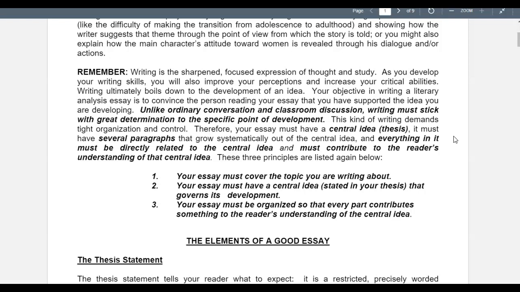You're not engaged in a conversation with the reader, so don't try to tell the reader you will see this, or when you read the story you will understand. No, don't talk to the reader. Present your points in a formal manner. As it says here, stick with great determination to the specific point of development. That means you have to have a central idea, a thesis. You want to develop several paragraphs, so you're going to follow proper MLA format guidelines.